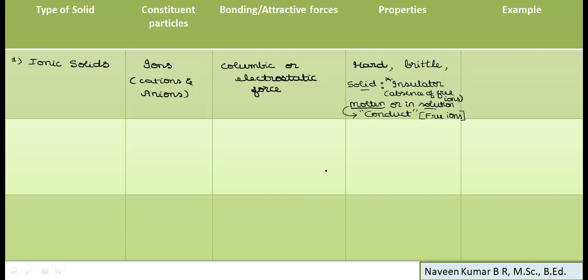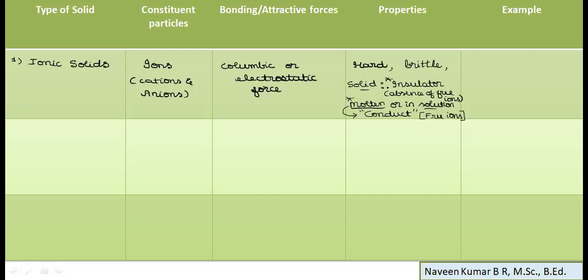So it is a conductor because of the presence of free ions. This will be interesting information, and you can expect it as a 1 mark question. When do ionic compounds or ionic solids conduct electricity? Ionic compounds conduct electricity only in their molten form or in solution, whereas in the solid form, ionic solids are insulators.